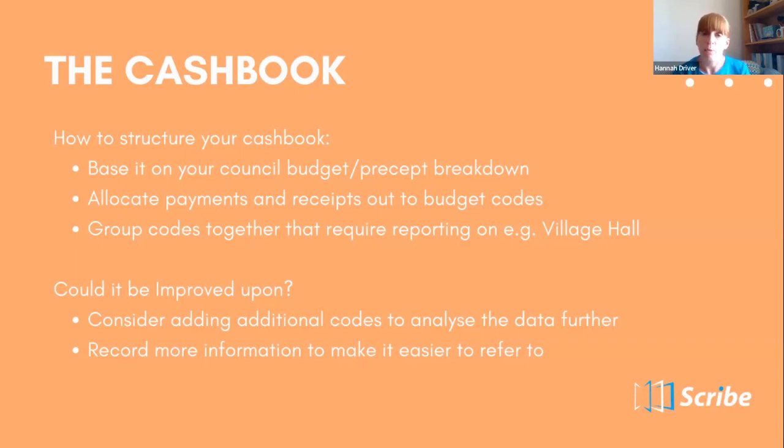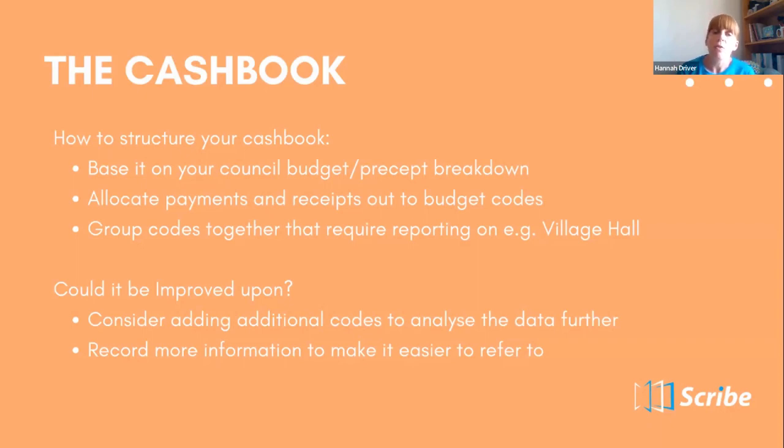Having said all that, you may have a cash book that has every single code or transaction option that you can ever think of, and it might be far more detailed than you need it to be. So could you reduce that long list of everything that you can allocate out to, and just narrow it down a little bit.